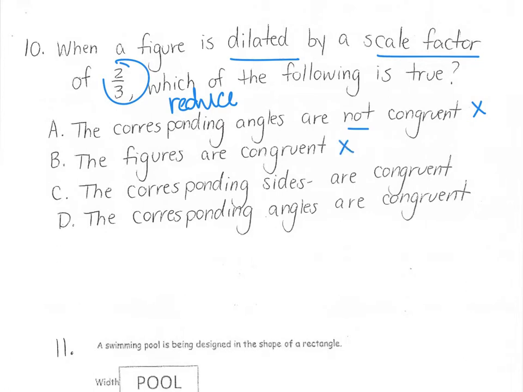The corresponding sides are congruent. If your figure got smaller, the sides can't be equal. So the corresponding angles are congruent. That has to be true for the figure to stay the same shape. So the answer would be D.